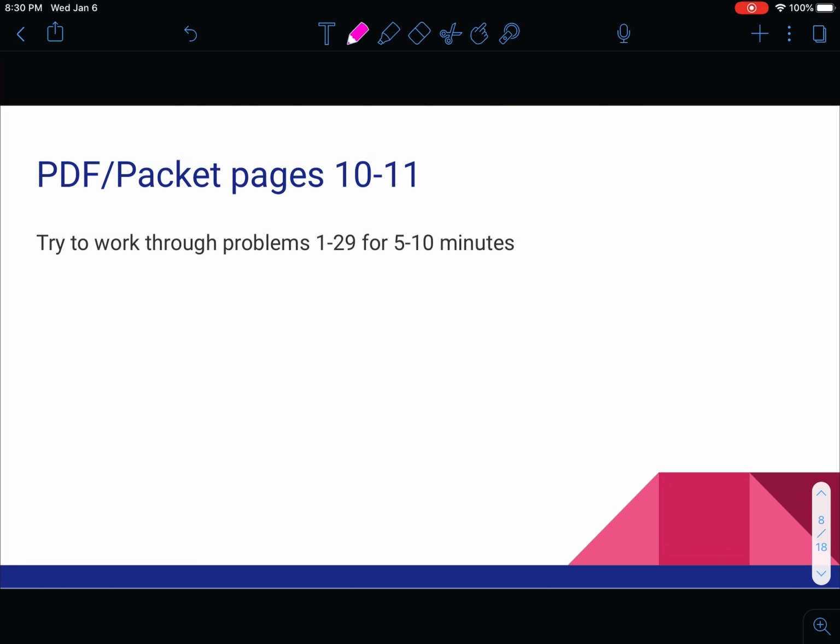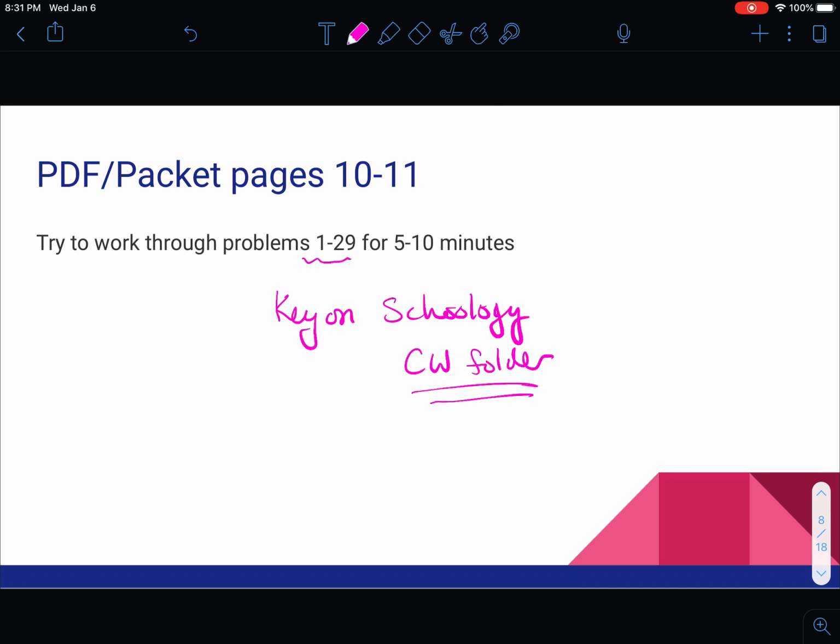And what I'd like you to do is try to work through the problems 1 through 29. It's in your packet, page 10 to 11. So I would love for you to take about 5 or 10 minutes. You can pause this and start working through. I have the key for 1 through 29. The key is on your Schoology folder, the classwork folder. Okay, so you can go ahead, if you feel pretty good with those 1 through 29, check with my key.